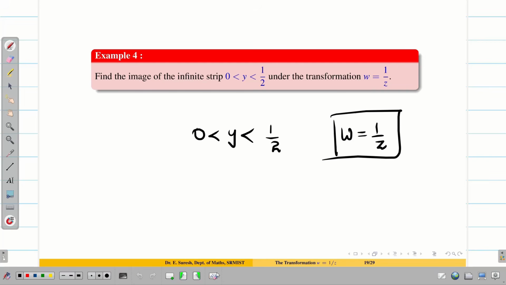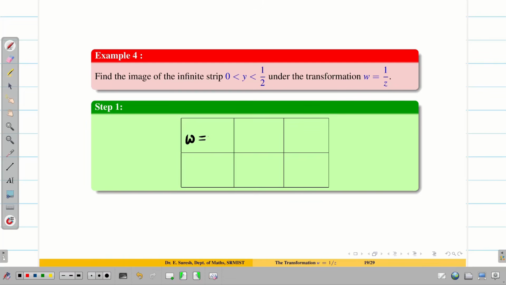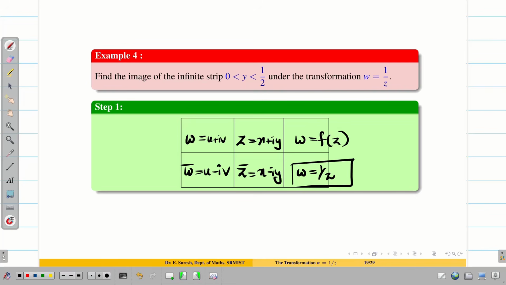As usual, write the step 1 and step 2. W is equal to U plus IV, W bar is equal to U minus IV, Z equal to X plus IY, and Z bar is equal to X minus IY. And W is equal to F of Z is the relation. And in this problem, we have W is equal to 1 by Z.